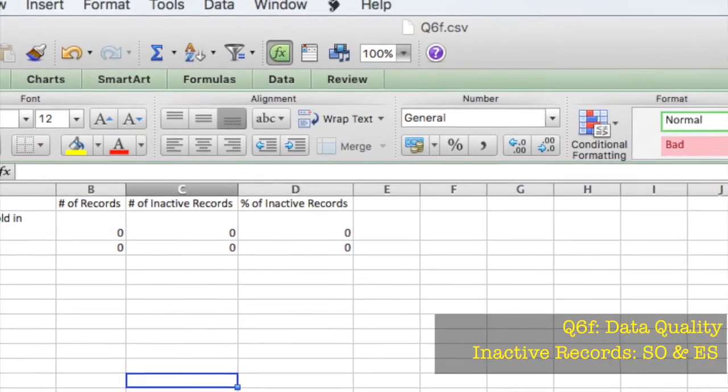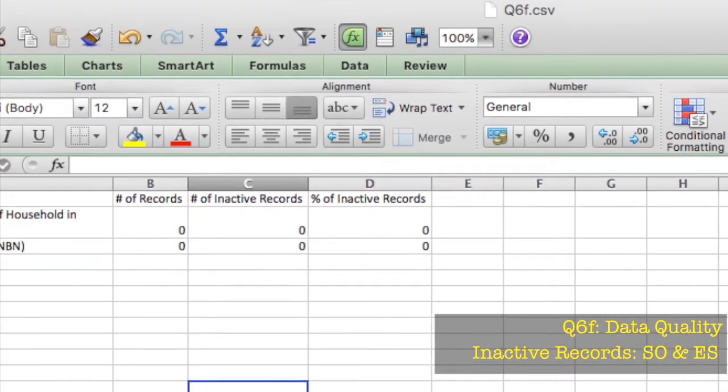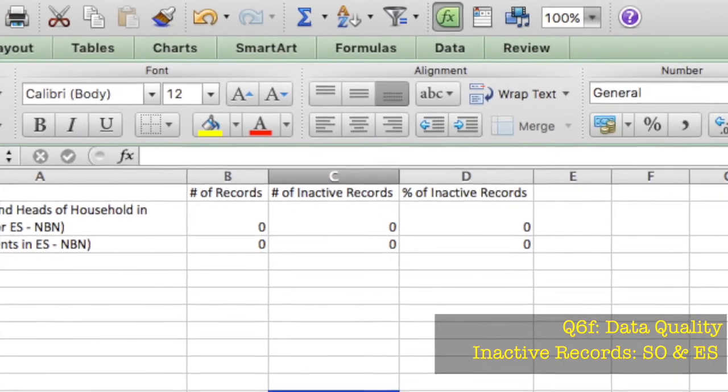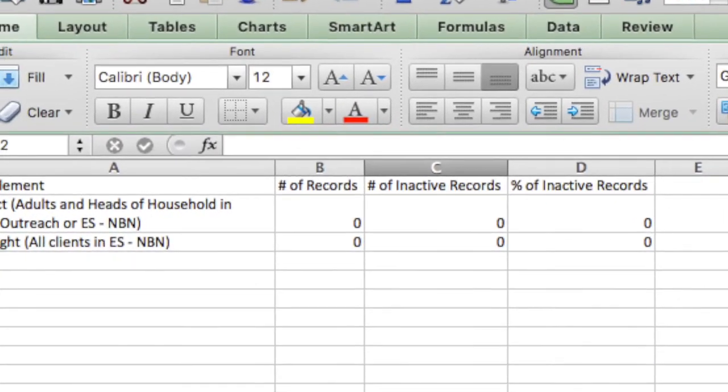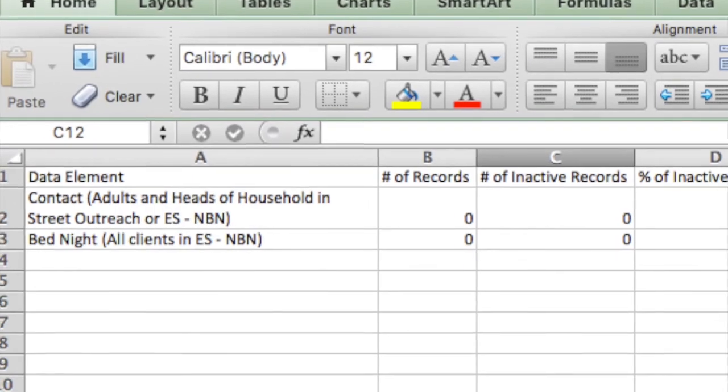Question 6F is the last new data quality question. It lists inactive records for street outreach and emergency shelter. This question isn't applicable for COC program-funded projects, so we're going to skip it in this video.